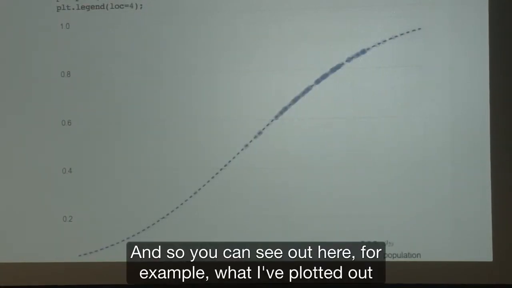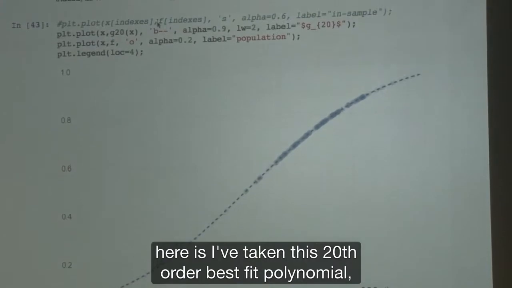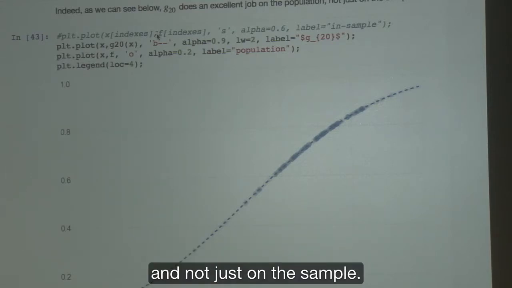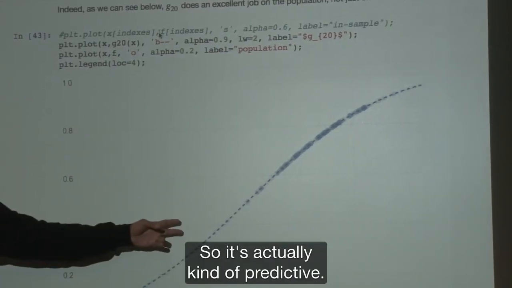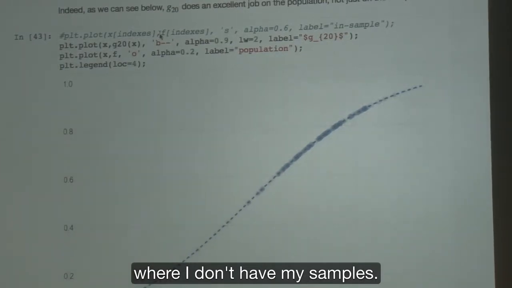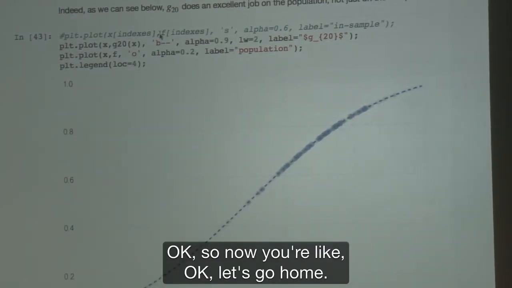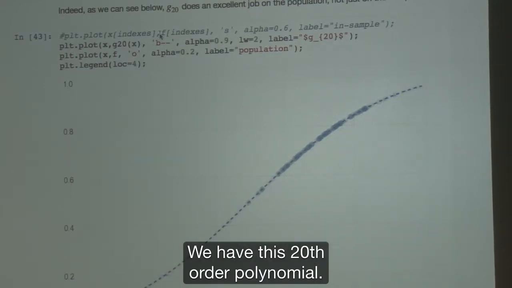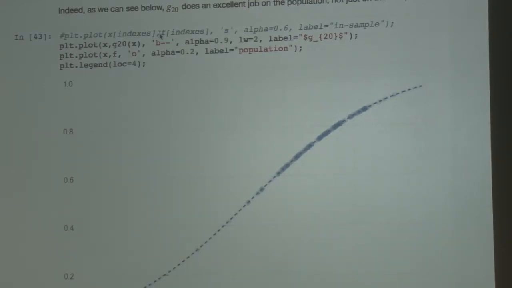And so you can see out here, for example, what I've plotted is this 20th order best fit polynomial, and it does a great job on the population and not just on the sample. So it's actually kind of predictive. It does a good job predicting at these places where I don't have many samples. Okay, so now you're like, okay, let's go home. Everything's kind of good. We have this 20th order polynomial. We've solved the problem. We're done.